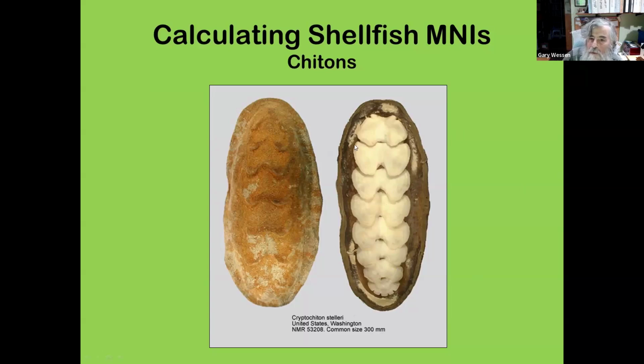And when you count them that way, when you're done, then you have 3 numbers to pick from to see which number is largest. You can see what your total of head plates are. You can see what your total of tail plates are. And you can total all your body plates and divide that by 6 because there's 6 per animal. And then you have 3 numbers to choose from. And obviously the biggest of those 3 numbers is the MNI for that species.